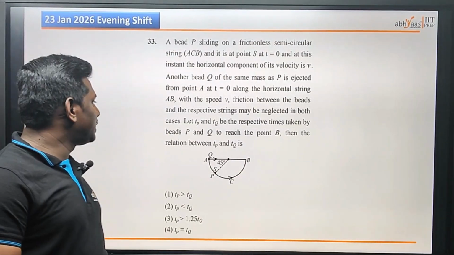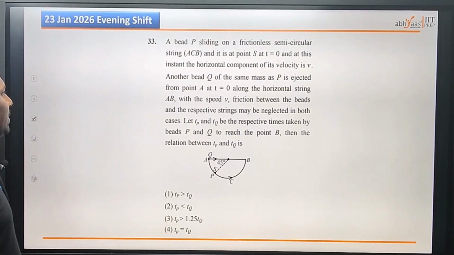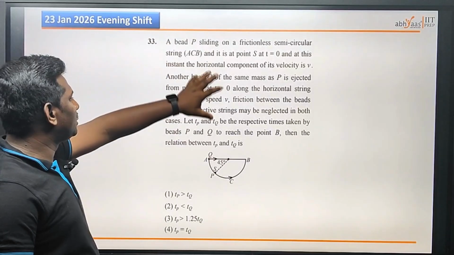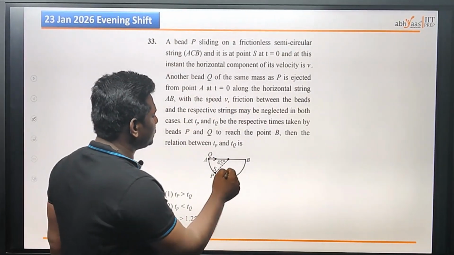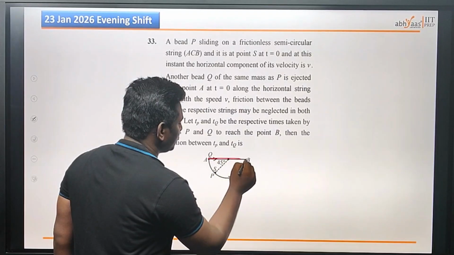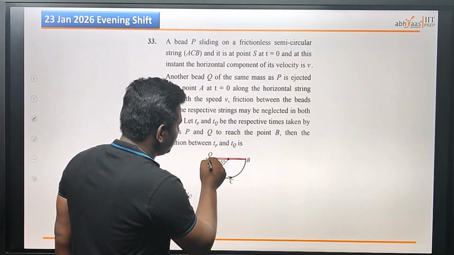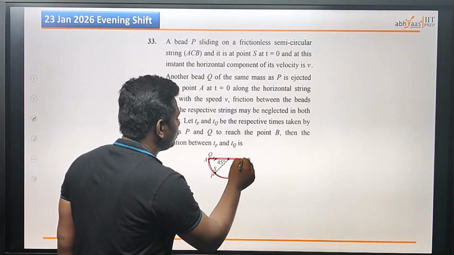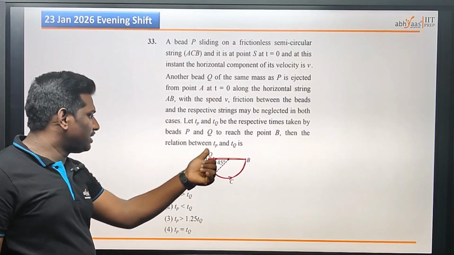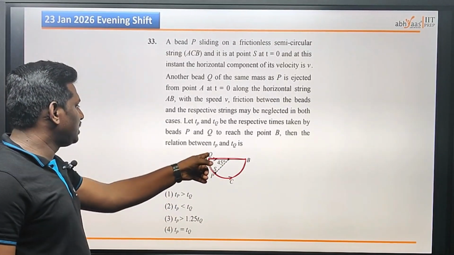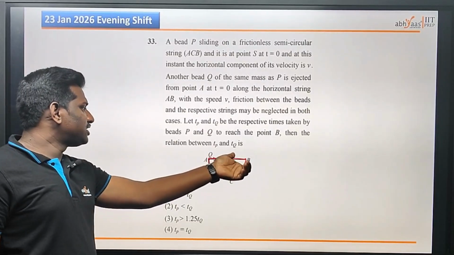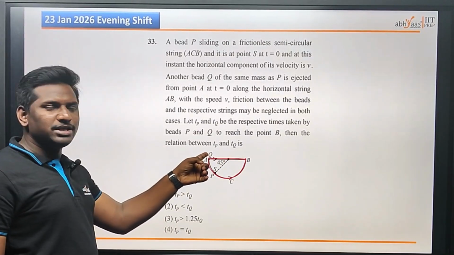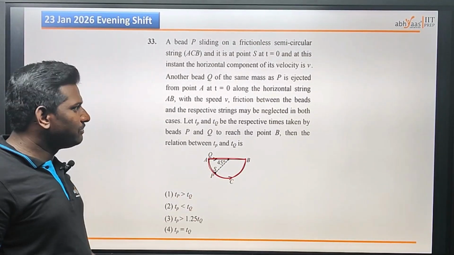Next, question number 33. I don't want to read this entire thing. See here, a particle Q is traveling along this path A to B, and P is traveling A to C to B. Those are the paths of P and Q. What you have to find is the relation between the time taken by Q and the time taken by P.